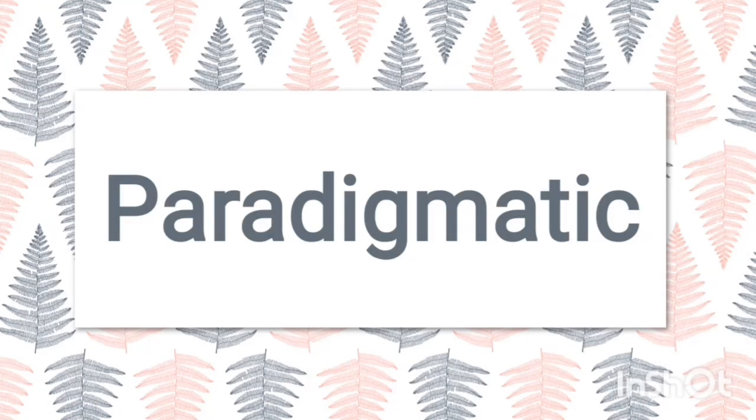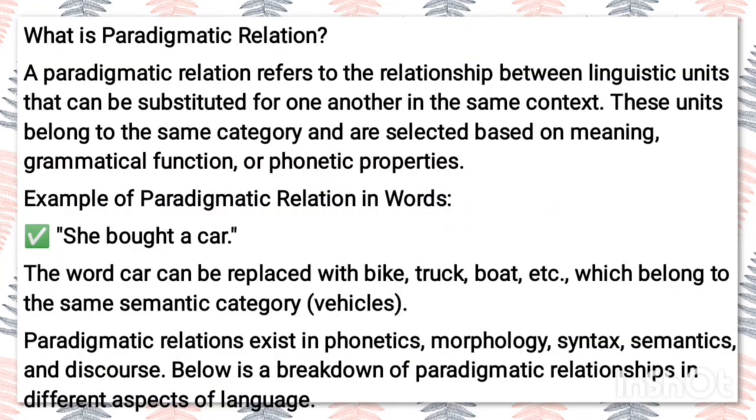Let's see the next concept, paradigmatic relations. Paradigmatic relations refer to the relation between linguistic units like words, sounds, or phrases that can be substituted for each other in the same context. These units typically belong to the same category and are interchangeable because they share meanings, grammatical functions, or phonetic properties. For example, paradigmatic relations in words.